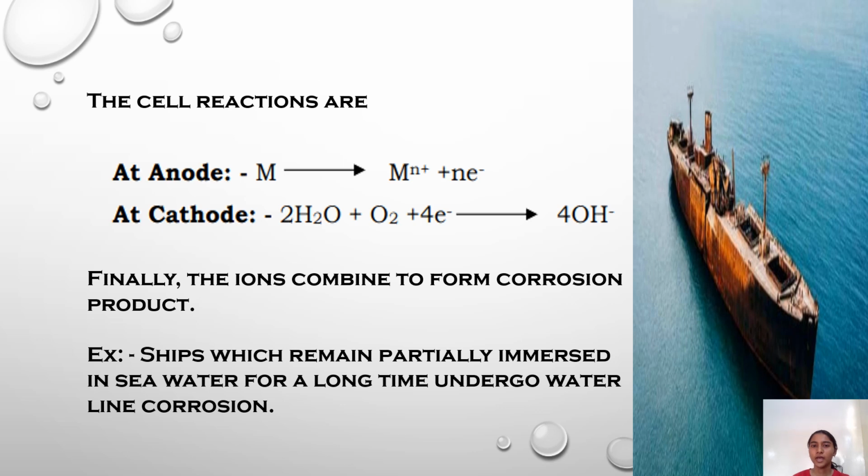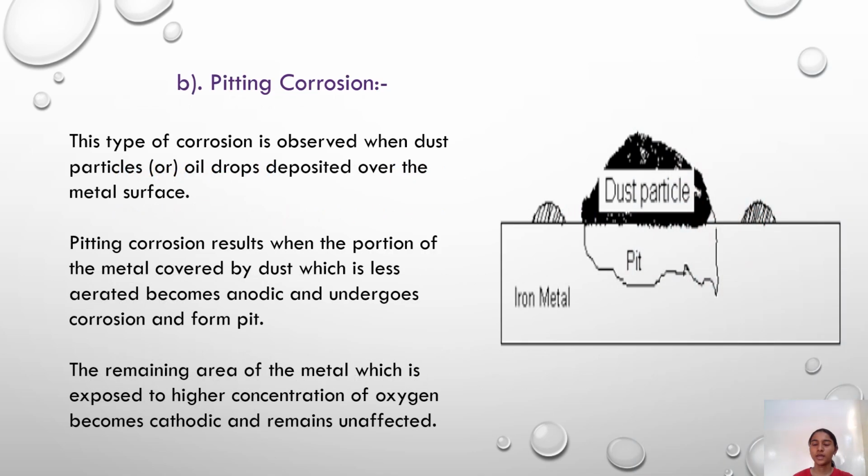So the cell reaction for waterline corrosion at anode and cathode: at anode, M gives M^n+ plus n electrons, and at cathode, 2H2O plus O2 plus 4 electrons gives 4OH-. Finally, the ions combine to form the corrosion product. Example for waterline corrosion is ships which remain partially immersed in sea water for a long time undergo waterline corrosion. Next, the second example for differential aeration corrosion is pitting corrosion.